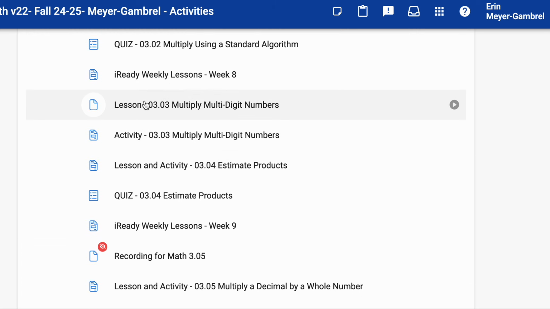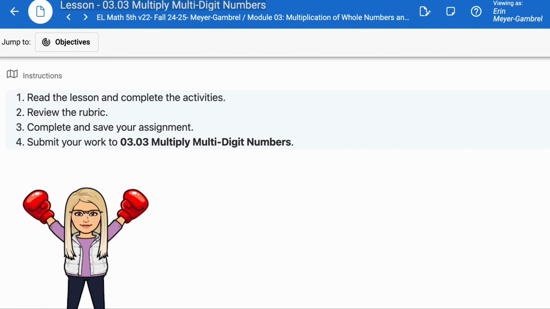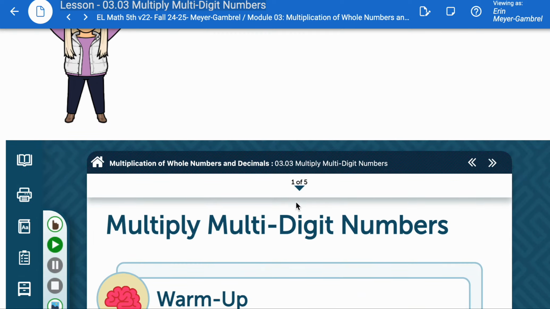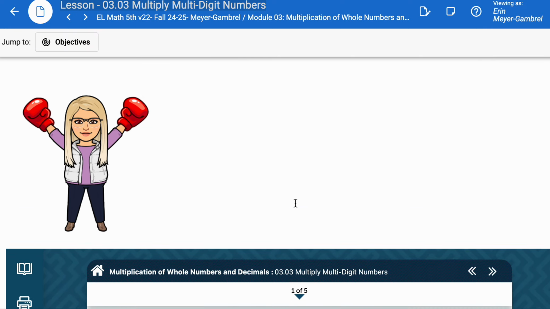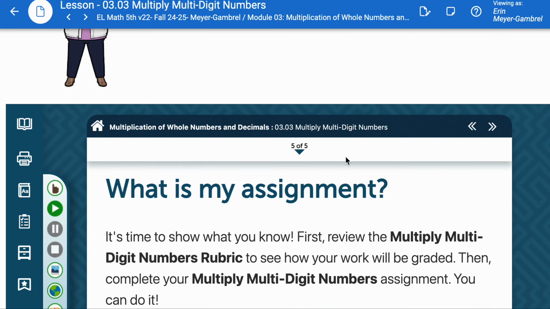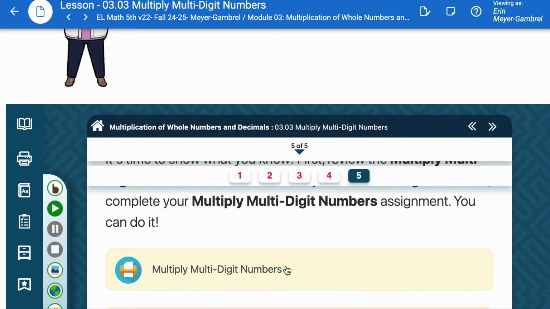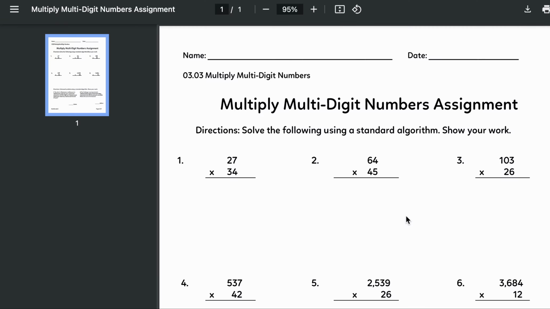So I want you to notice, okay, we have our 3 already weekly lessons we're doing. Your recording will be right here in the lesson. Okay, you got this. So this says, hey, read the lesson and complete the activities. So the recording for today will be right here. Okay, you're going to go through the module. You're going to try these problems. When you get to the end, you're going to see today's assignment. Right here, you have multi-digit numbers. Okay, so you are going to do the standard algorithm with these.